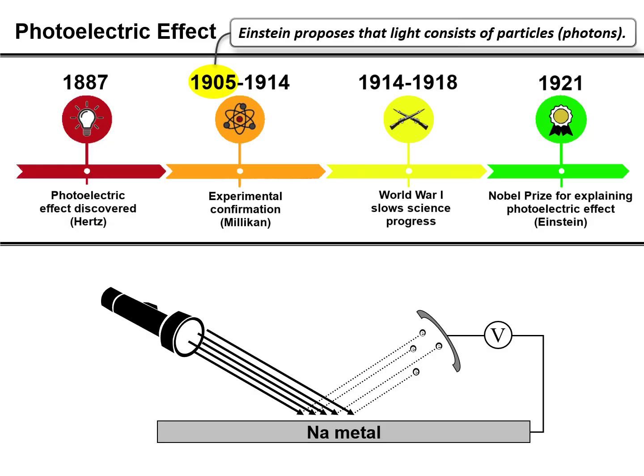We had kind of an interlude where we didn't make a whole lot of progress because of World War I. And then by 1921, enough people were convinced that Einstein was right that he was awarded the Nobel Prize in Physics. Not for relativity, which is what he's probably more well known for, but for explaining the photoelectric effect.